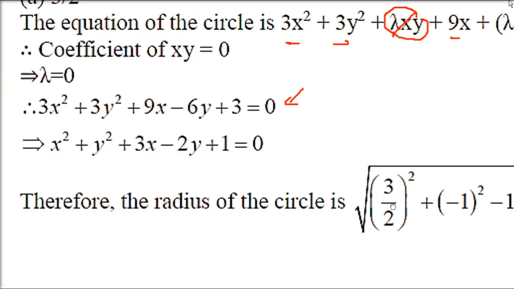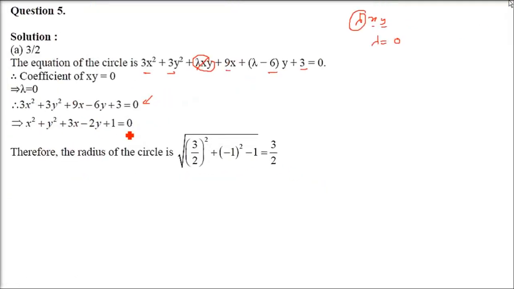Now compare 3x, or equate 3x, with 2gx. Equate minus 2y with 2fy. You'll get g and f. C is already there, 1. G square plus f square minus c, where c is 1. So you get 3 by 2. Option A is the correct answer.